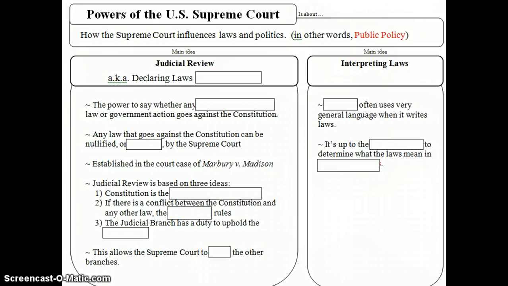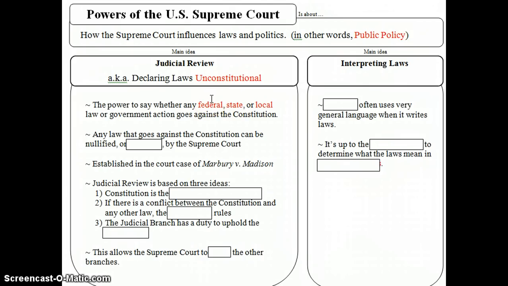There are two main ways that the Supreme Court can influence public policy and can use its powers. One is through the idea of judicial review, and the other is through interpreting laws. We're going to talk about judicial review first. Judicial review is also known as declaring laws unconstitutional. This is the power to say whether any national, state, or local law or government action goes against the Constitution.